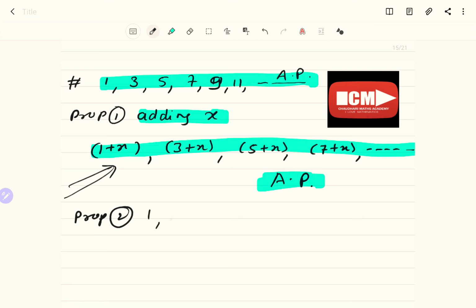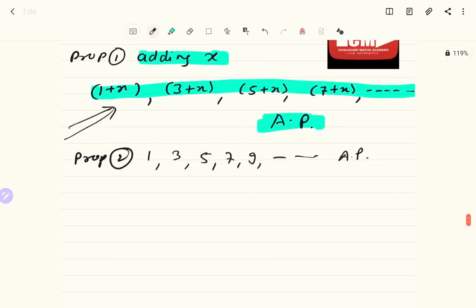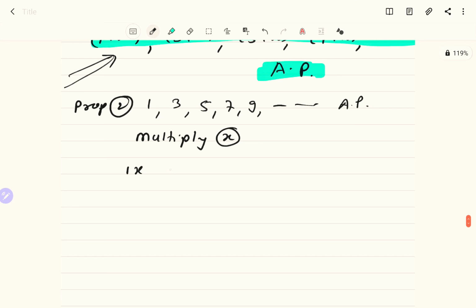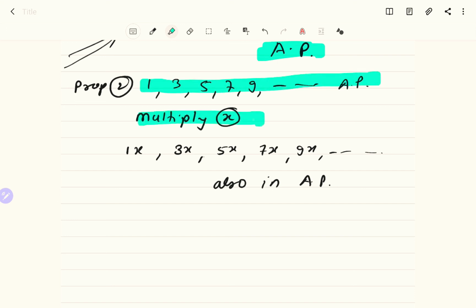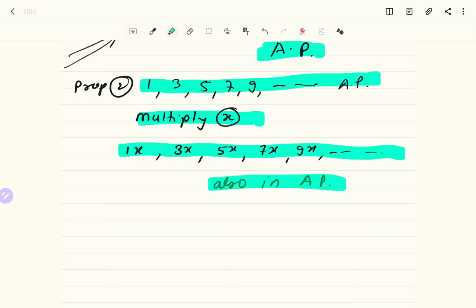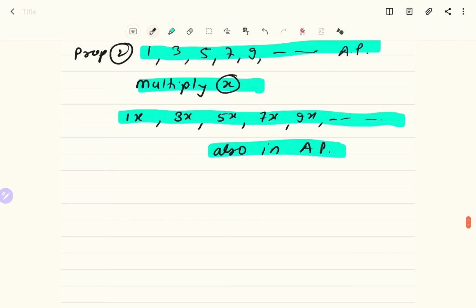Then property number 2, if this is the given sequence in AP, and if you multiply each and every term by x, like 1 into x, then 3 into x, 5 into x, 7 into x, 9 into x and so on, then that resulting sequence is also in AP. If the given sequence is in AP, then after multiplying with a certain term, the resulting sequence is also in AP. So these are a few properties of arithmetic progression that you already know.